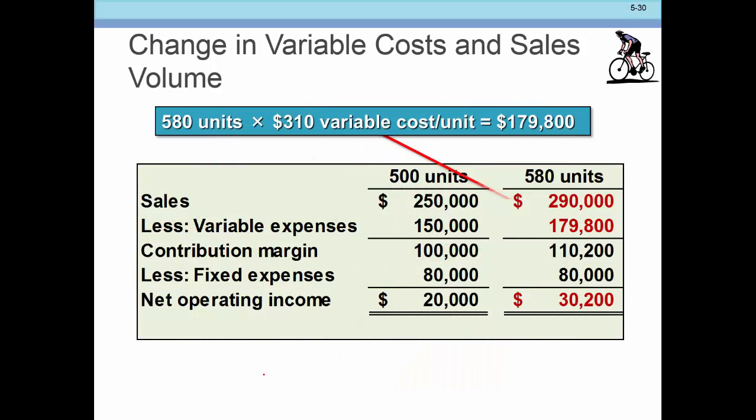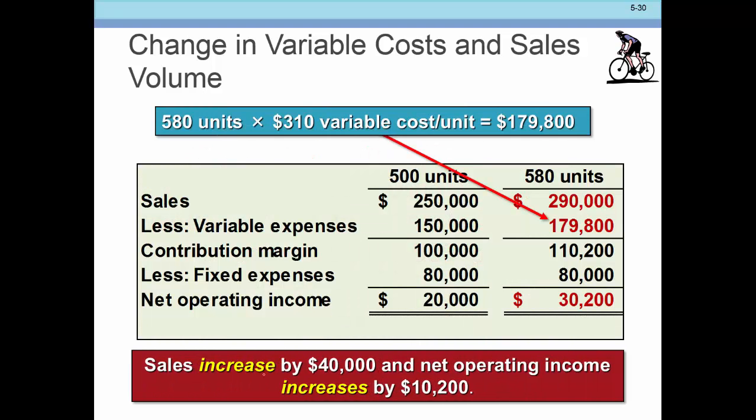So what happens? I go ahead and I just do the analysis. This is the current situation. If I bump up my variable cost, it goes from 300 to 310. So my variable cost is now 179,800. But I've sold more, haven't I? I've sold 80 more. Okay. So what's going to happen? My contribution margin goes up. My fixed costs stay the same regardless of the level of production, at least within the relevant range. And I end up with an operating income increase, don't I? So that was a better idea, right?